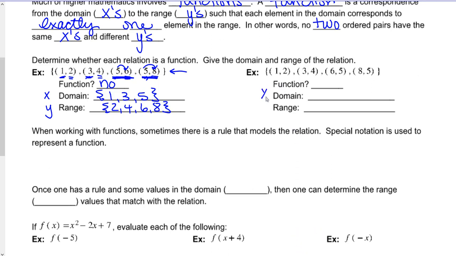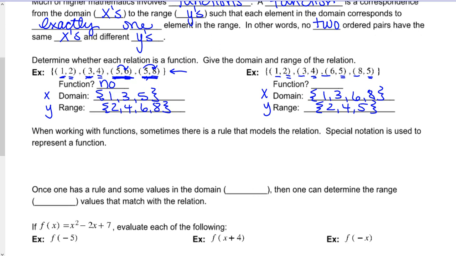So again, let's talk about our domain and range first. Let's do our x's first. In this case, I have 1, 3, 6, and 8. Notice they're all distinct, and that's nice. Here I have 2, 4, 5, and 5. So 2, 4, and since 5 is repeated, again, I'm not going to write it twice.